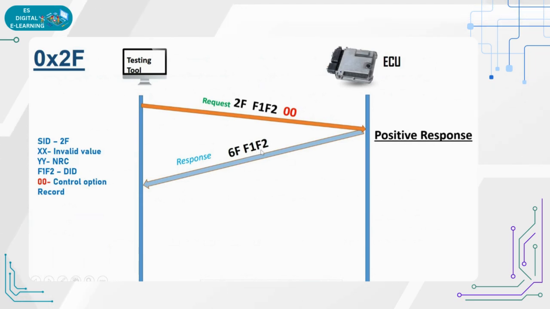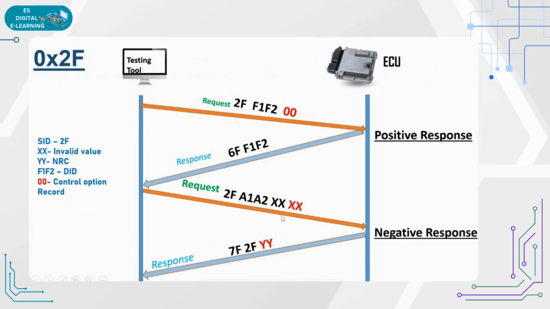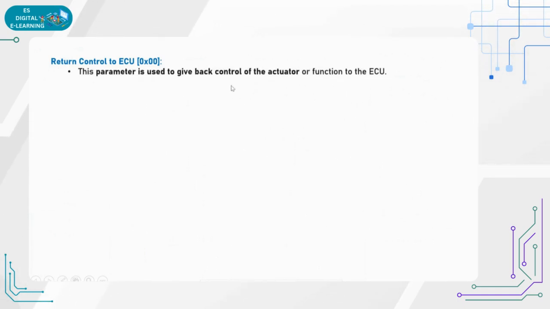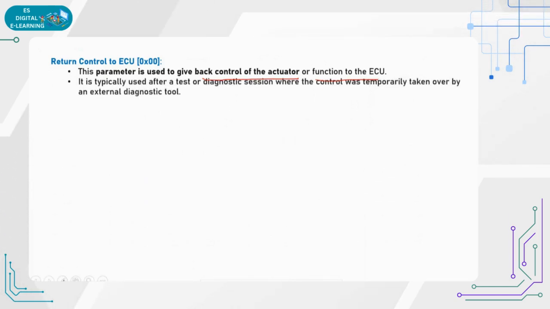6F, F1 and F2. And again, if it is an invalid request, meaning if we add any other bytes of data here, we'll get the negative response. It is the same process. Next, what are the sub functions it has? Return control to the ECU, that is 00. It is used to give the feedback control of the actuator or the function back to the ECU, and mostly it is used temporarily. It is not permanent, it will act only temporarily.